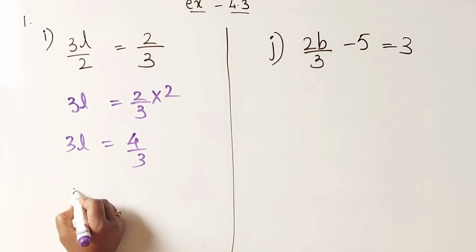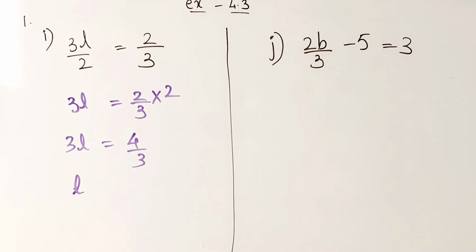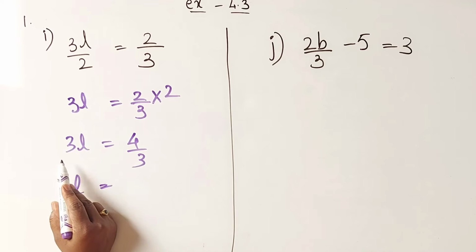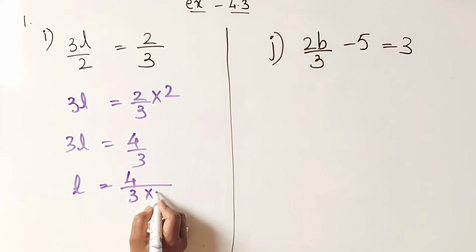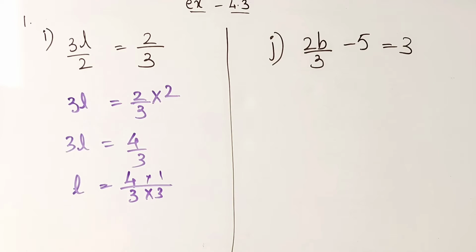Now we want L. So send this 3 also to the right hand side. Now it is multiplying. When you are sending to the right hand side, it will divide. You can write 4 by 3 into 3 or 1 by 3 also. Right, children? So L equal to 4 by 9.